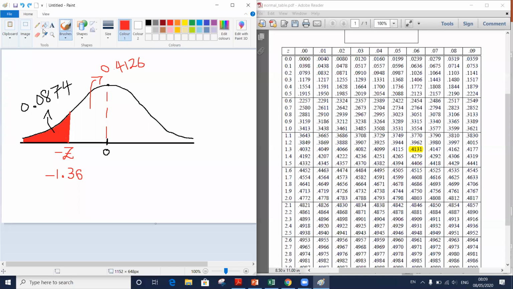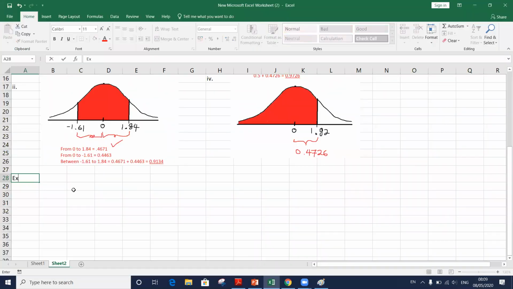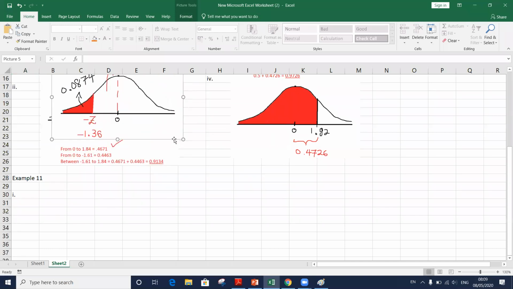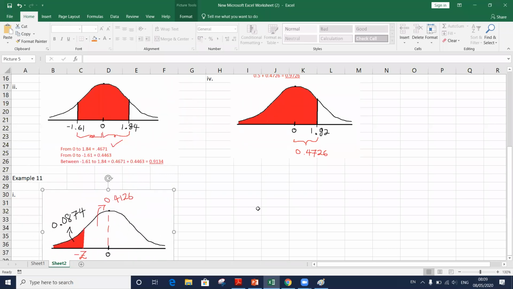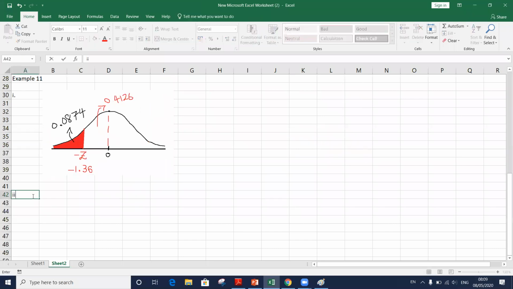Now, if we are given a probability, how do we find the relevant z value? Part 1. This is example 11, right? I will upload these answers to your Google Classroom now. Right. Part 2.